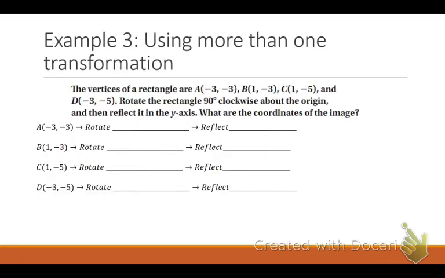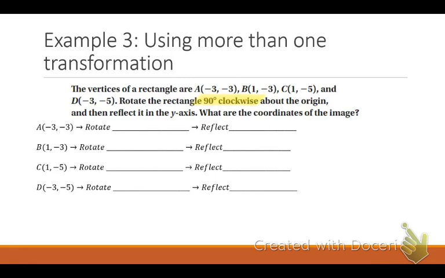Okay, so on the next one, we see here a rotation and a reflection. This is using more than one transformation to get to basically your final ordered pair. If you were to graph, you would graph the original figure, and then you would only graph the final ordered pairs after you rotate and reflect. Okay, so let's take it a step at a time. The first step is to rotate each of these ordered pairs 90 degrees clockwise.